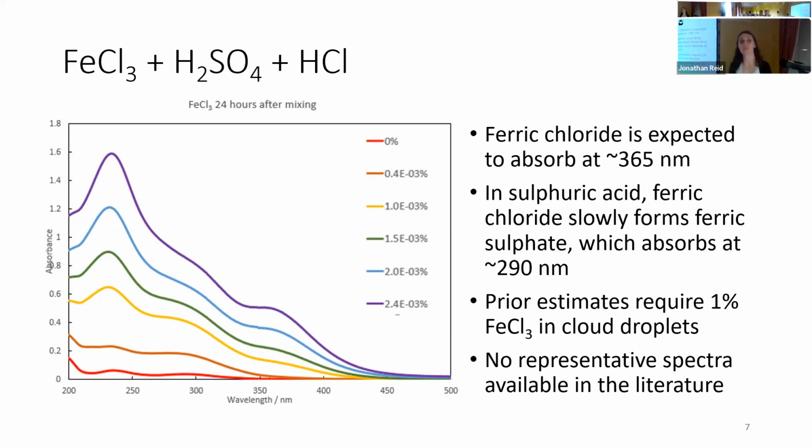So this is what I've been doing. This is one of my spectra, well, 6 of my spectra. I've taken ferric chloride and hydrochloric acid to sort of stabilize it, put it in sulfuric acid, and these are different concentrations of the ferric chloride.